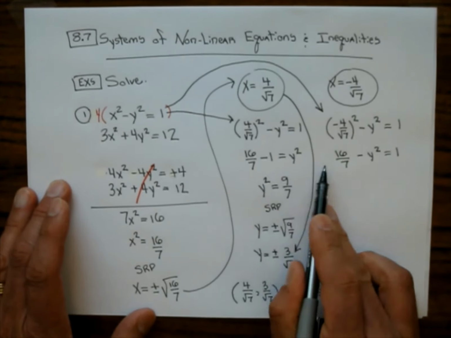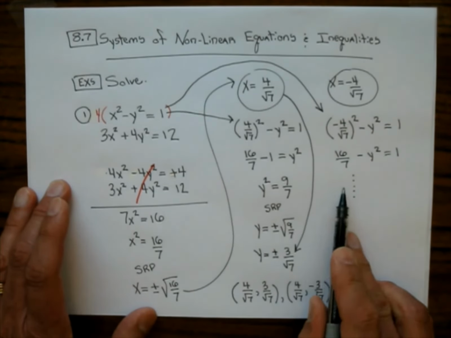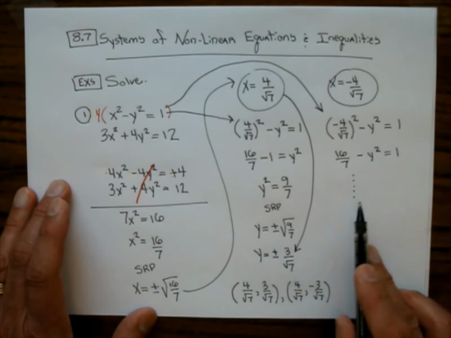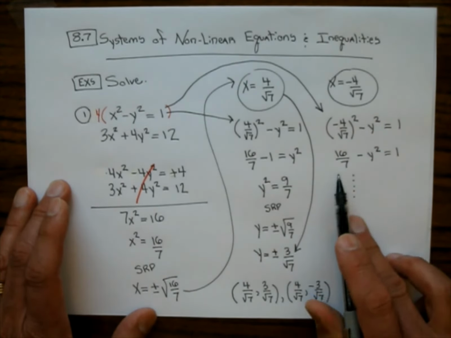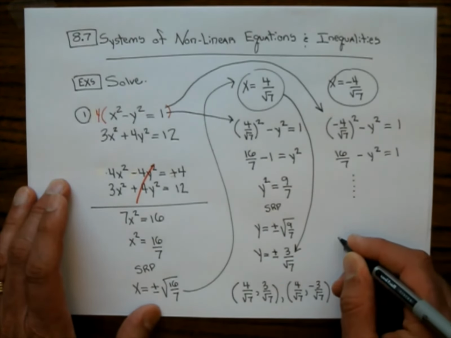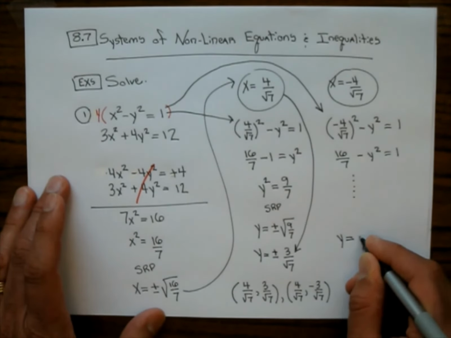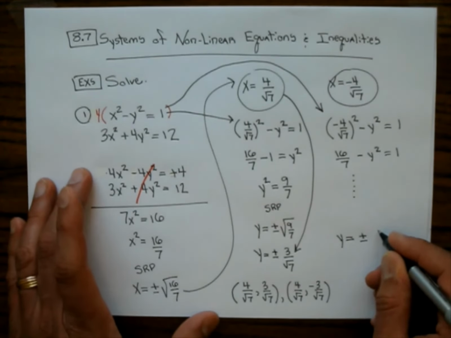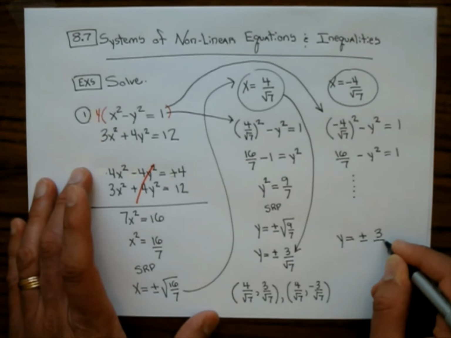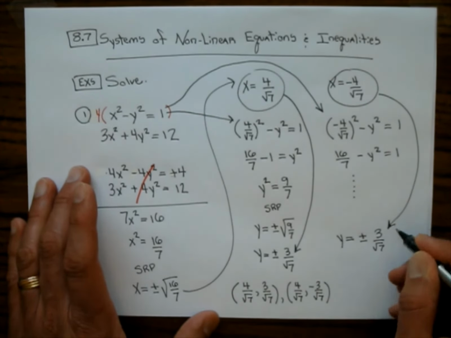This is the same thing that we have over here. I mean, it's the same stuff that happens. So just look over to the left side. You would end up getting a y squared on the right hand side and 16 over 7 minus 1. So when all is done, you can walk through that if you don't believe me, you end up getting y equals plus or minus 3 over root 7. So this one gives me that there.